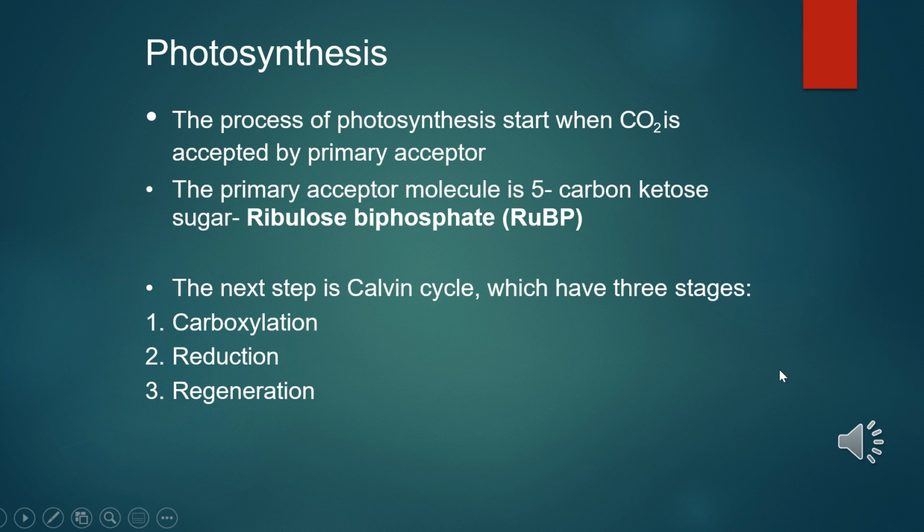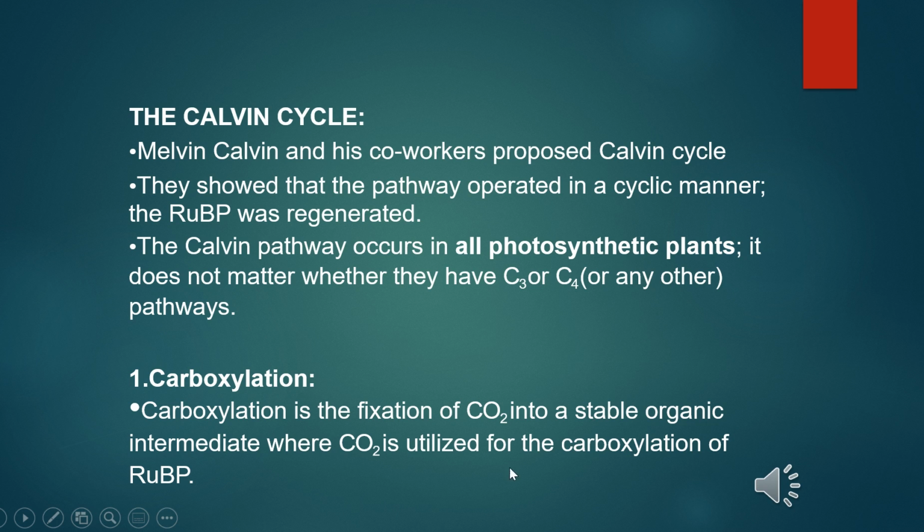The process of photosynthesis starts when carbon dioxide is accepted by the primary acceptor. The primary acceptor molecule is a five-carbon ketose sugar, and that is ribulose bisphosphate. So the next step is the Calvin cycle, which has 3 stages, that is carboxylation, reduction and then regeneration. So we'll study about the Calvin cycle.